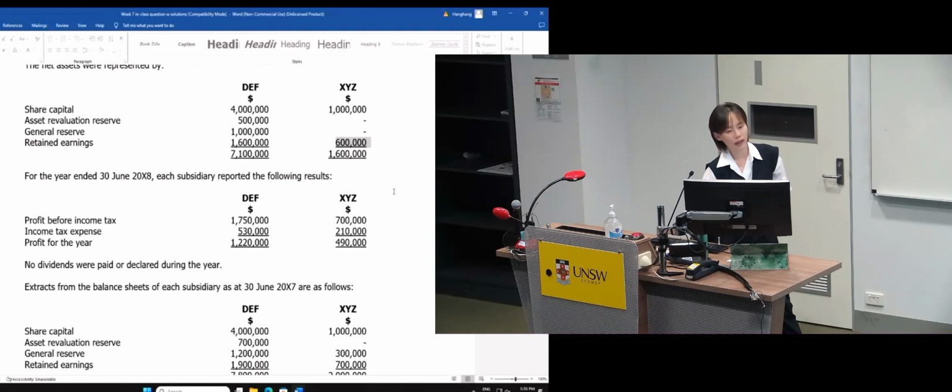And then you look at retained earnings. What about retained earnings? There's a changes in retained earnings of 100,000, right? 100,000. Okay.